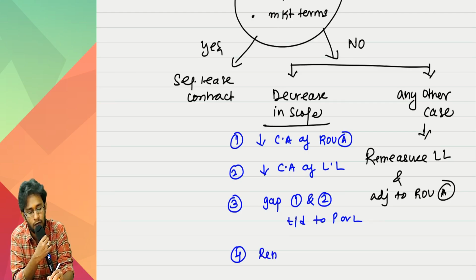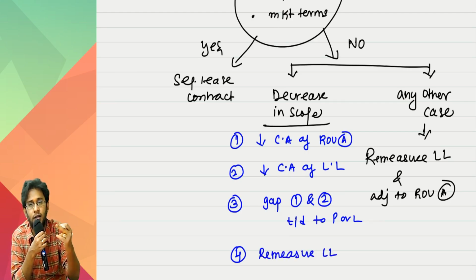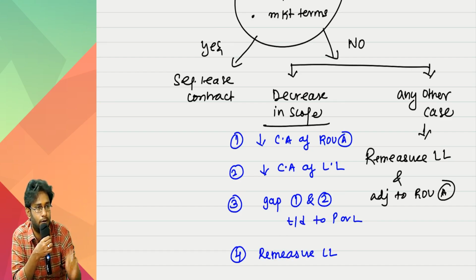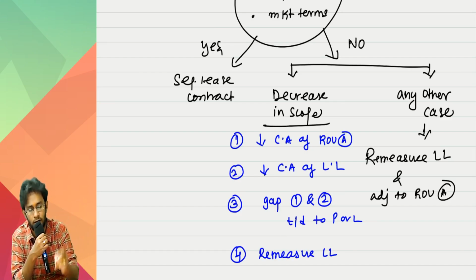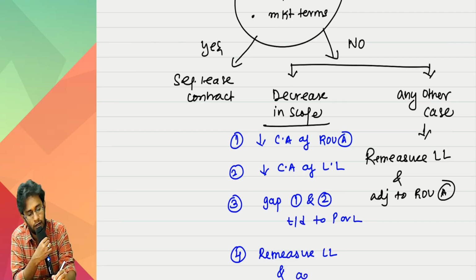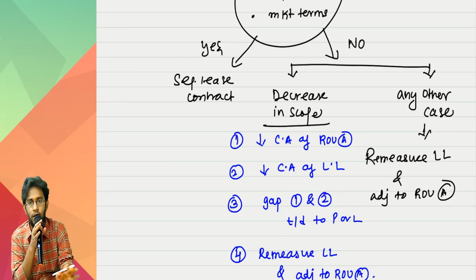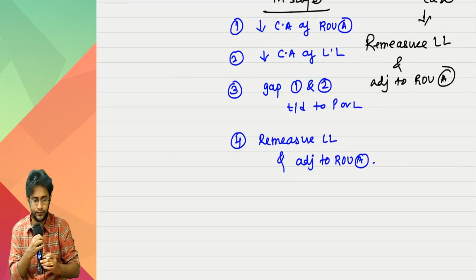Finally, again remeasure the lease liability representing the present value of future lease payments. Either the lease liability will increase or decrease, and correspondingly adjust the ROU asset. Done, sir. Up to here we covered yesterday.